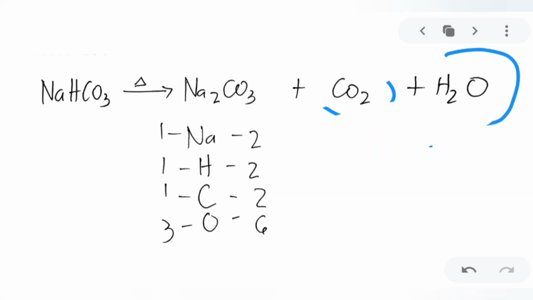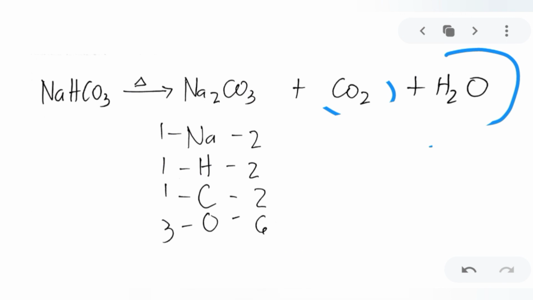So let us check if this is a balanced equation. How many sodium? We have 1. How many hydrogen? We have 1. How many carbon? We have 1. How many oxygen? We have 3. For the product side, we have 2 pieces of sodium, and then hydrogen is 2 pieces as well. Carbon, we have 2 pieces of that, 1, and then 2. For oxygen, we have 6 pieces of that, 3, 4, 5, and then 6.